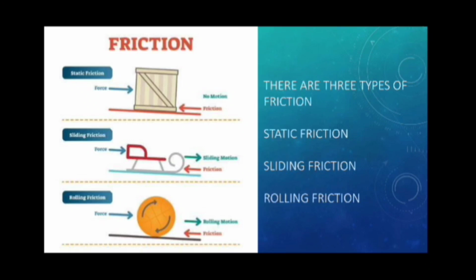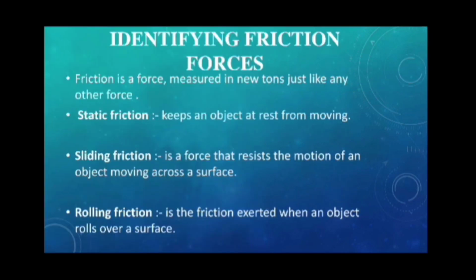And last but not the least is the rolling friction. When an object rolls over the surface of another object, the resistance to its motion is known as rolling friction. So it is always easier to roll than to slide an object over another object. Rolling friction is much less than sliding friction. Thus rolling reduces the friction.